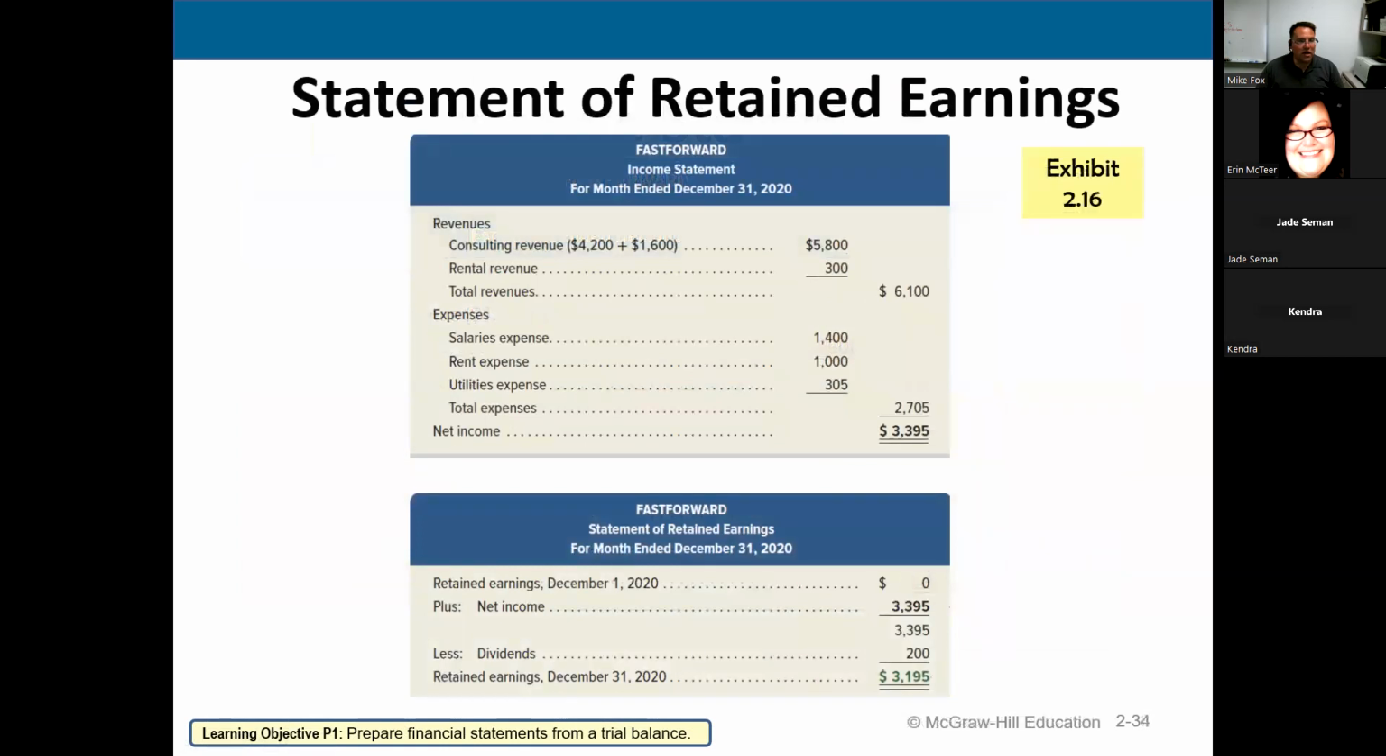Once I've done that, I can create my statement of retained earnings. Because it's a brand new company, their retained earnings at the beginning of the month were zero because they didn't have any because they're brand new. We add our net income, which we calculated right here on the income statement. We subtract our dividends, which were right there on our trial balance, and we end up with our retained earnings at the end of the month. Yay.